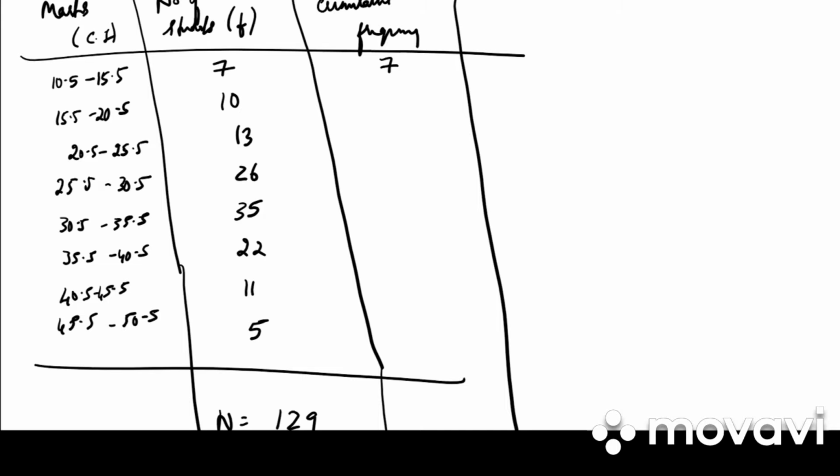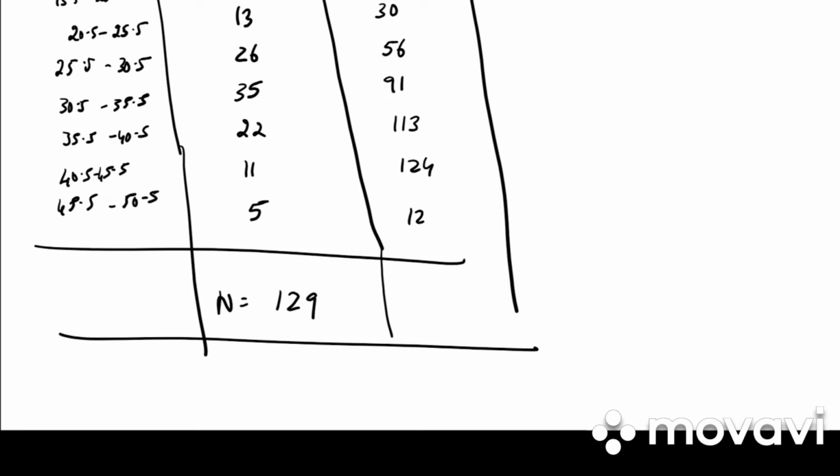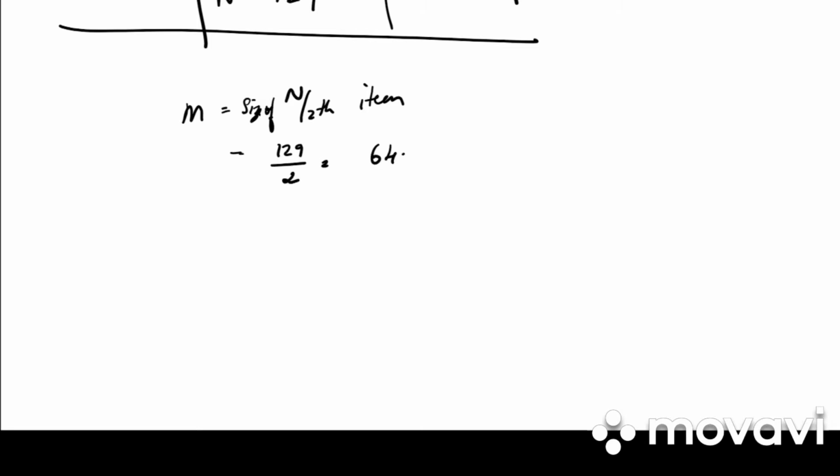So it is 7, 10 plus 7, 17, 17 plus 13, 30, 30 plus 26, 56, 56 plus 35, 91, 91 plus 22, 113, 113 plus 11, 124, 124 plus 5, 129. So we need to find out the median class. What is the formula? Size of n by 2 item. So 129 by 2, we get 64.5 item.